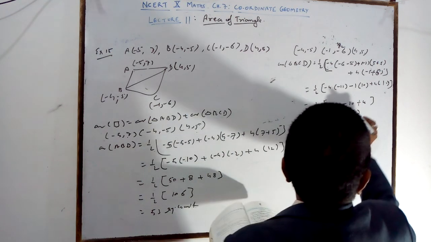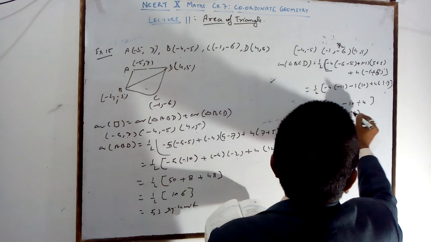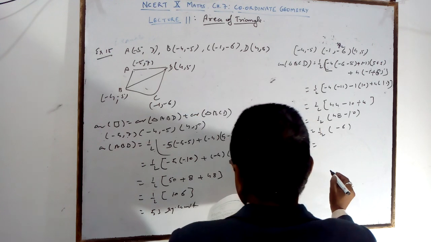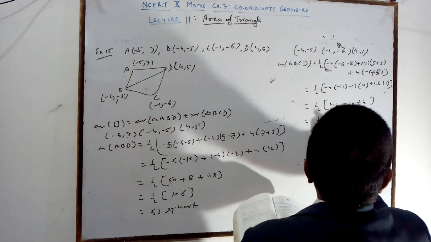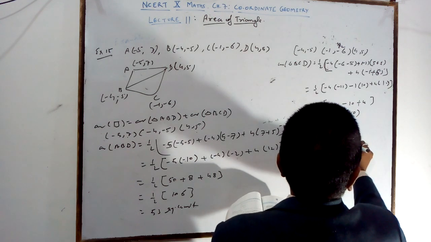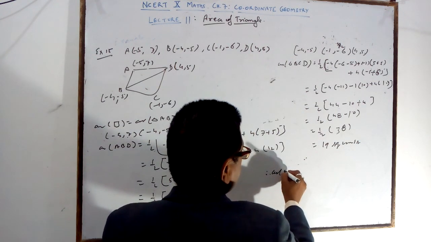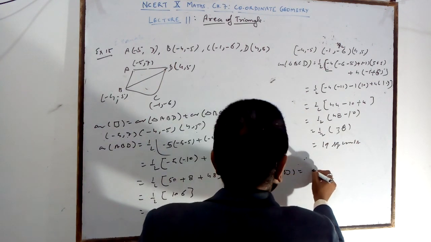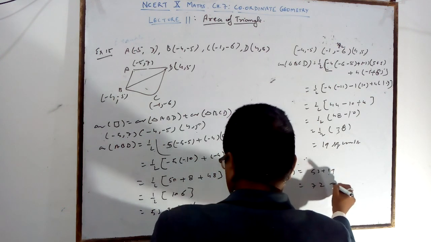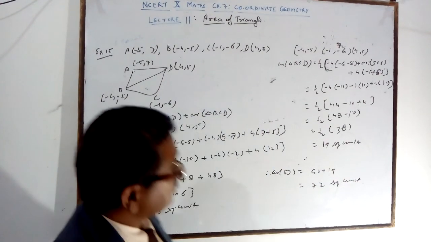44 plus 10 minus 44 means 48 minus 10. You will get 38, and 38 halved is 19 square unit. Therefore, the area of the quadrilateral is equal to 53 plus 19, which is 72 square unit.